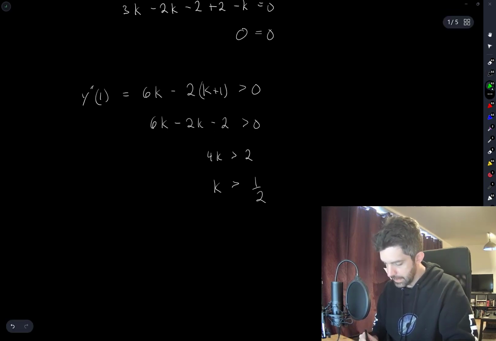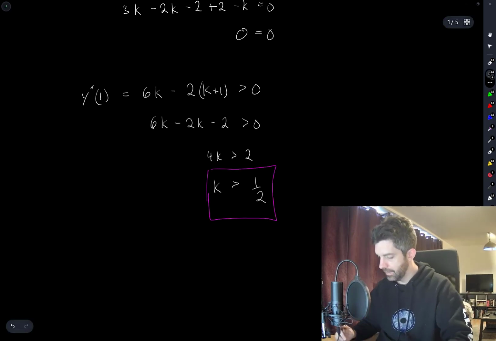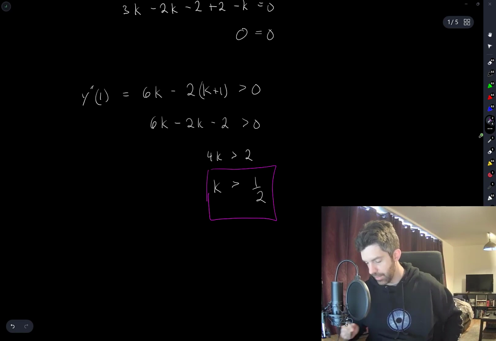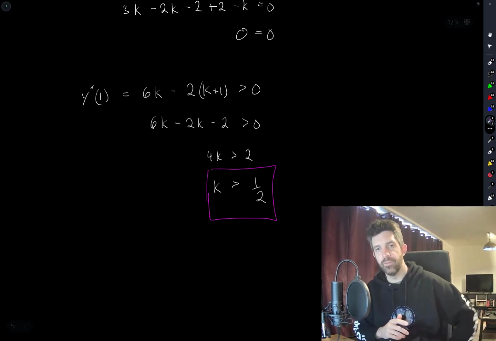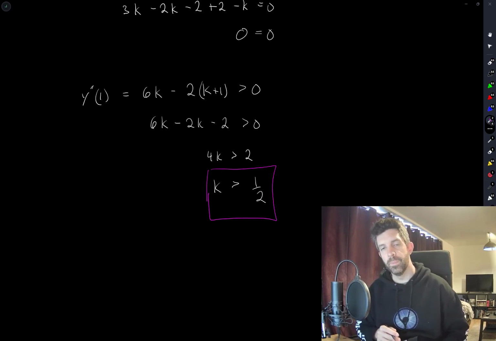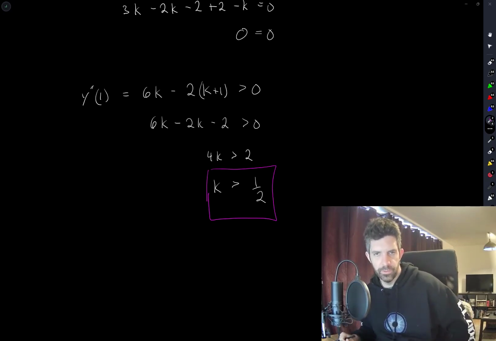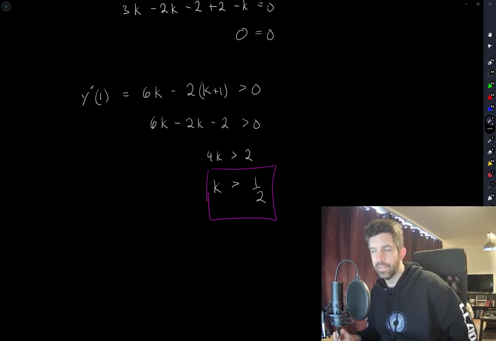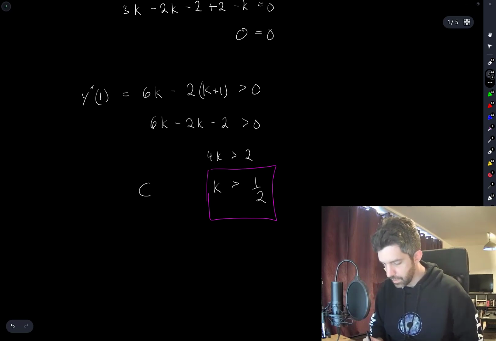Okay, so I get that k has to be greater than a half. Technically speaking, in general, the second derivative could be equal to 0, and we could still have a minimum. But because it's only a third degree polynomial, that won't actually happen. You would need a fourth degree polynomial for this to happen, I think. And this corresponds to one of the options that's given. This is option C. So pretty confident in this one.